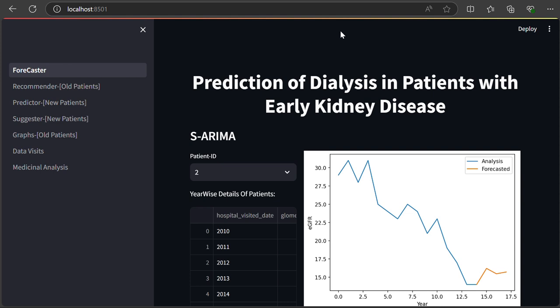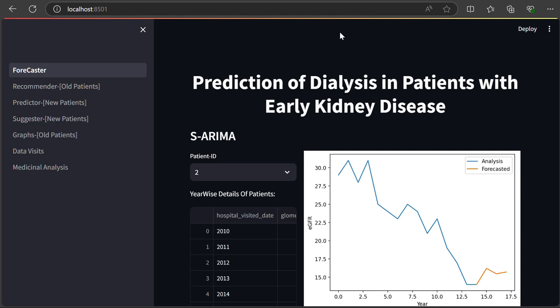Without any further delays, let's jump into the first module, which is predictions. This is divided into two main parts, forecaster and predictor. What forecaster does is get the historical data of a particular patient, run it through data augmentation, and make seamless predictions for the next 3 years using SARIMA, which brings us to the realm of deep learning.